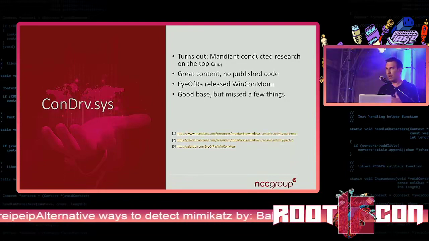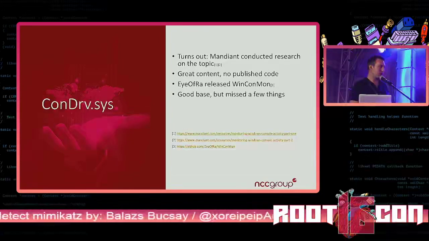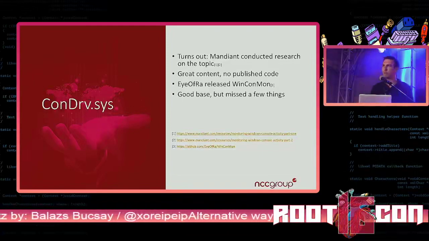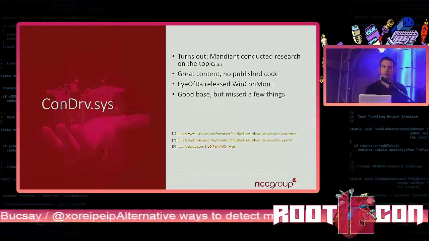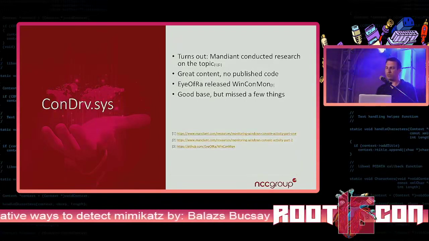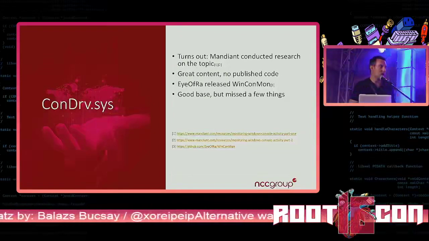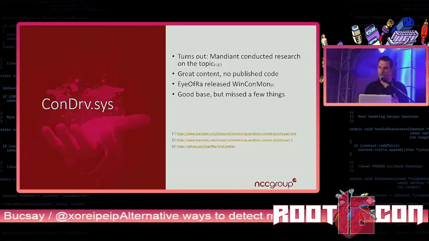so I couldn't use their code to evolve on this. But a few hours later I realized that there is this GitHub repository, WinConmon, which was created by Eye of Ra, which was great because he claimed that he recreated the same method that Mandiant used, which was partly true. I mean, it was a really good base. I started to use it, but I had issues with it, and it didn't support everything that I wanted, so I created my own code based on the articles and the code itself that I found.